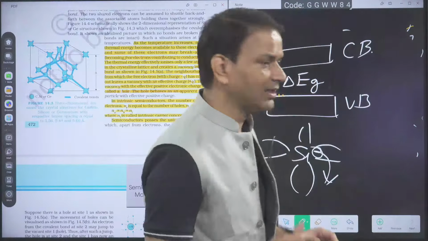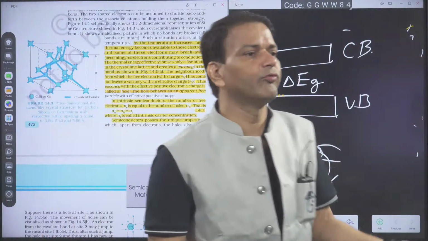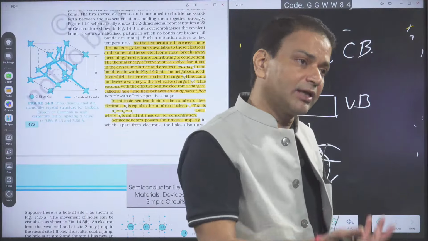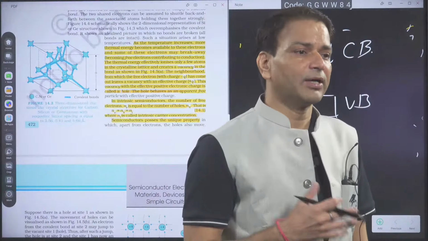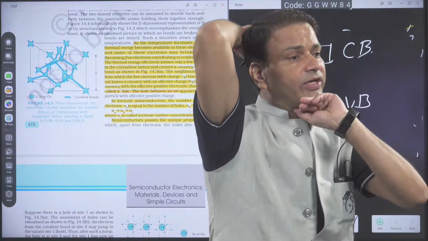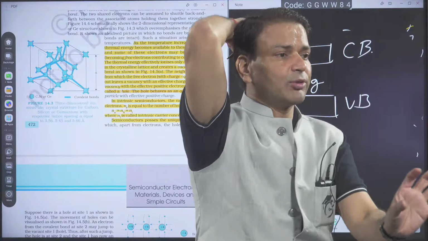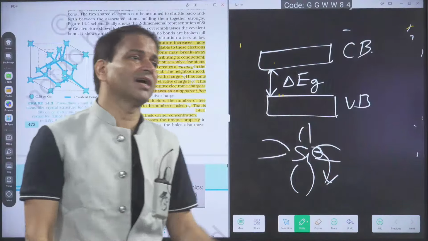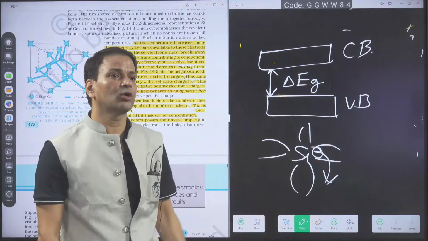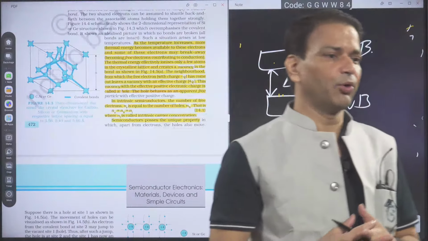Hole means what? Ultimately, when we are saying hole is moving from left to right, or positive charge is moving from left to right, basically who is moving? Electron is only moving. But one electron is in the conduction band, one electron is moving in the valence band. So it will create confusion. That's why we introduce the concept of the hole. So what is the hole? Hole is the deficiency of the electron in the covalent bond, and we are treating hole as a positive charge.